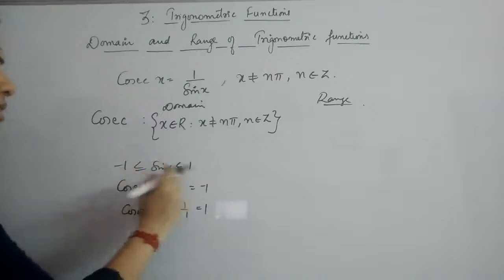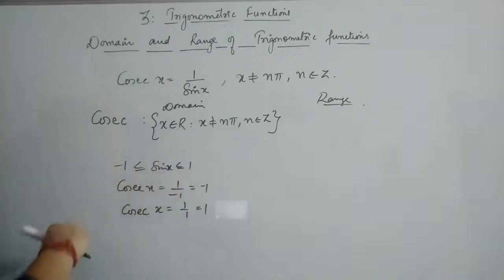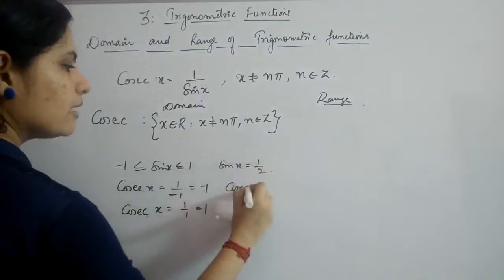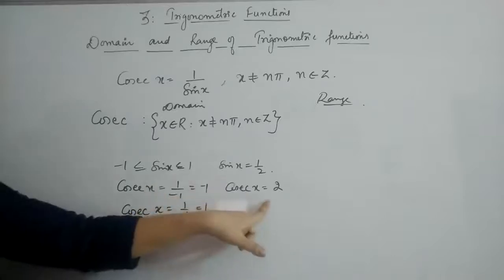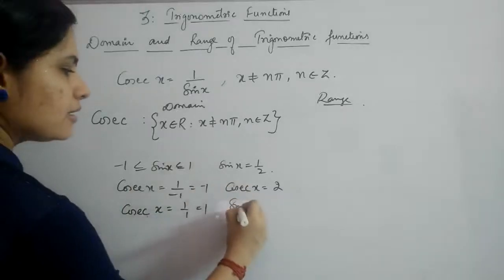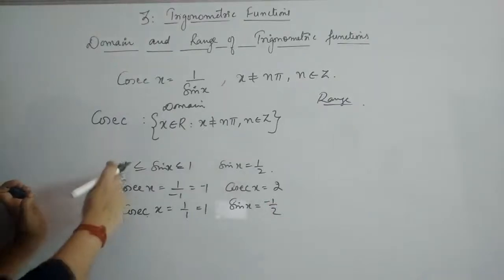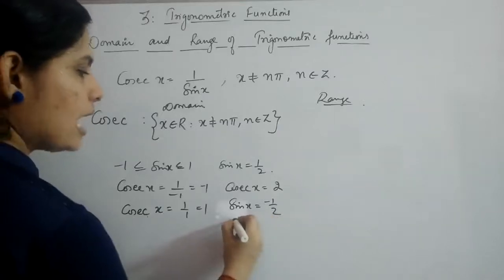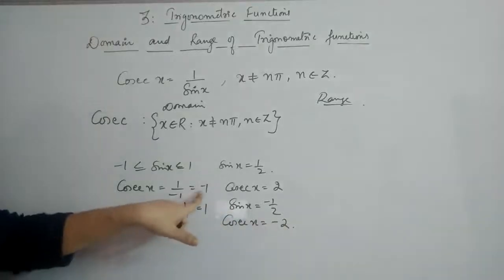Because sine ranges in between, including -1 and 1, the cosec will be the opposite of that. If I take sine as 1 by 2, cosec will give you the answer 2, and 2 is greater than 1. That means cosec can have a value greater than 1. Now if I take the sine value as negative, it can have -1 by 2, yes, -1 by 2 is included. So if I take sin x as -1 by 2, cosec will have the value -2, and this is less than or equal to -1.